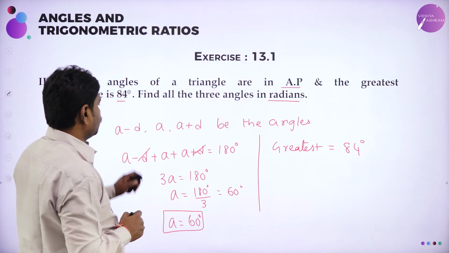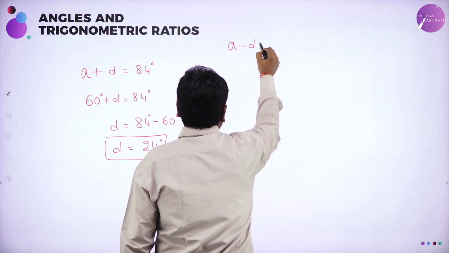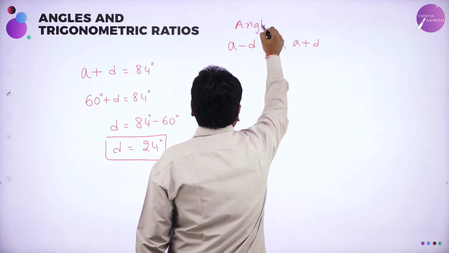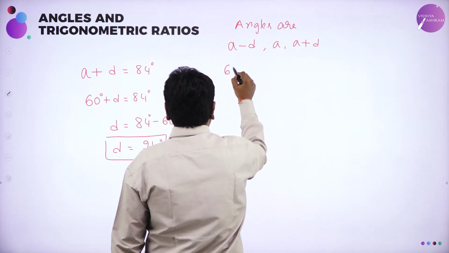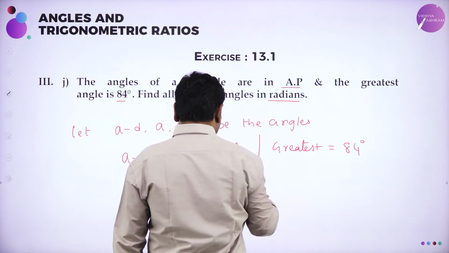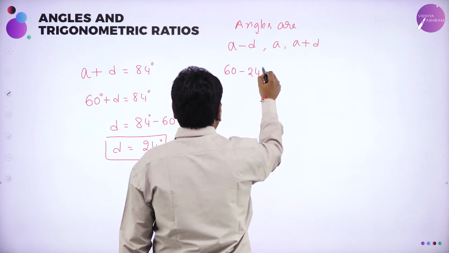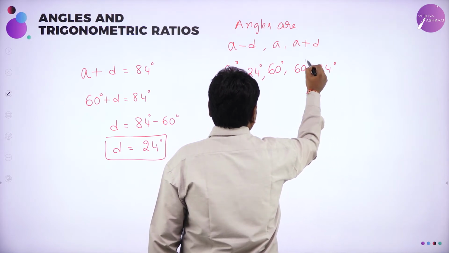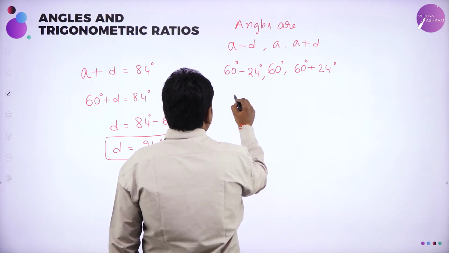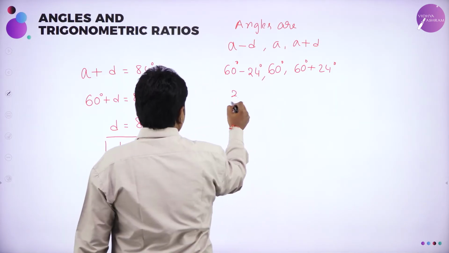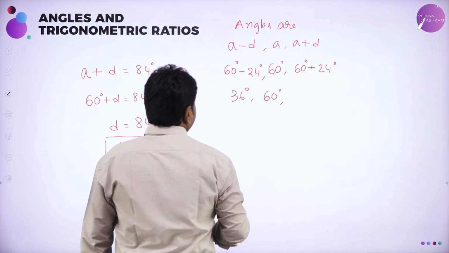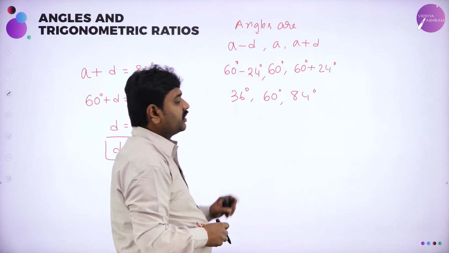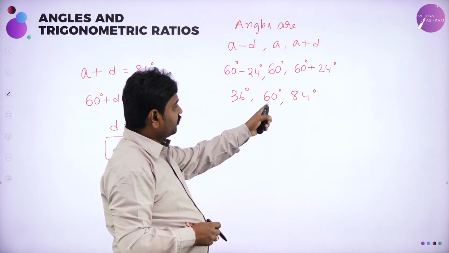Now you got the value of D. Once you get the value of D, substitute in the angles. So now A minus D, A, A plus D are the angles in degrees. So A minus D means what? A is 60, 60 minus D is 24. A is what? 60 degrees and the other one is 60 plus 24 degrees. So 60 minus 24 gives you 36 degrees, 60 degrees, then this will be 84 degrees. In AP, every term varies by what? 24 degrees. For this, if you add 24, you will get this. For this, if you add 24, you will get that.